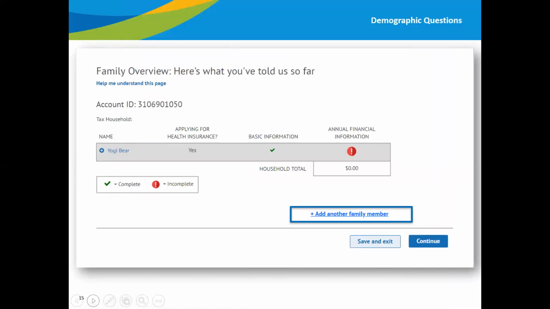Once an individual has been added to the application, if the person filling out the application would like to add additional family members to apply for a QHP and APTC CSR, they would do so by clicking on the blue link, add a family member, highlighted in the blue box on the right-hand corner of the screen.